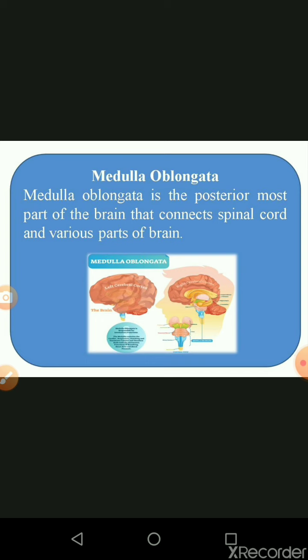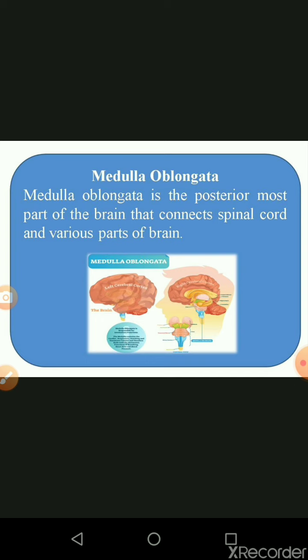Why are we saying cardiac center? Cardiac means relating to the heart. It controls various activities of the heart, so it is called a cardiac center. Then it is also a respiratory center, controlling the breathing mechanism.